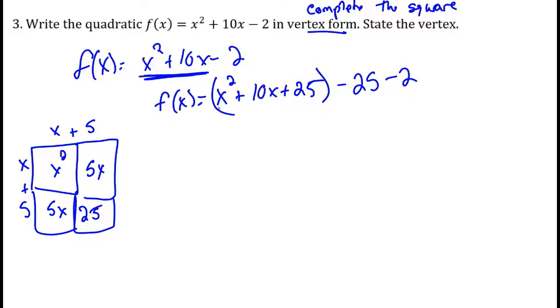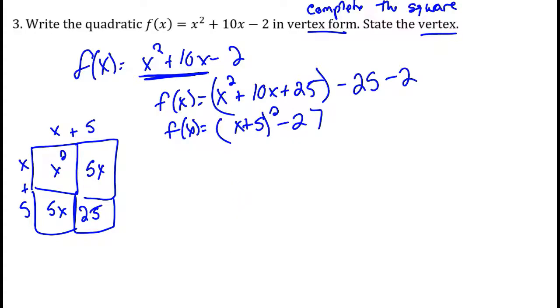Well, this expression here is a perfect square trinomial. I know that x squared plus 10x plus 25 is (x + 5) times (x + 5), so that's (x + 5) squared, minus 27. So now f is in vertex form. And I know it has a vertex of, well, let's talk about the shifts here.